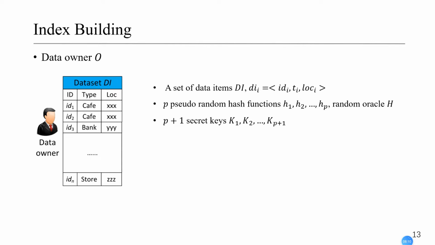A data owner is holding a set of data items, DI, and picks random hash functions, another hash function, and secret keys. Each data item has type, location, and identity. We use DI as an example to show how to build an IBF in a leaf node.